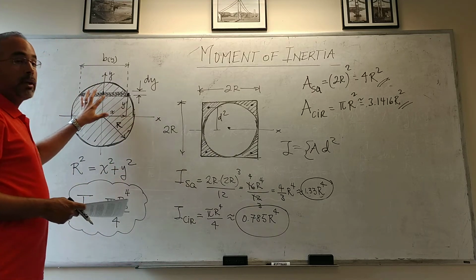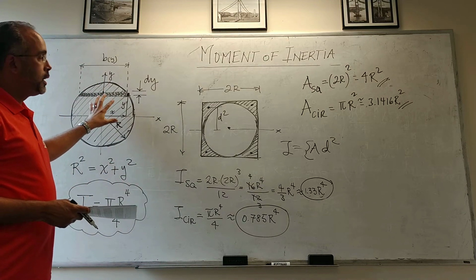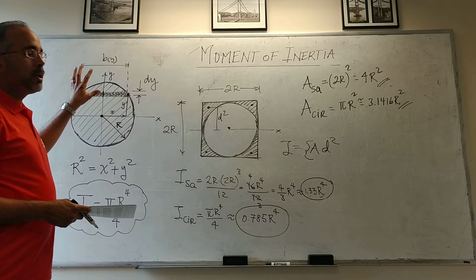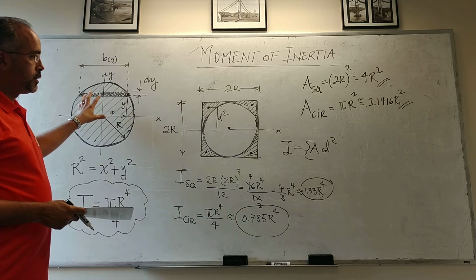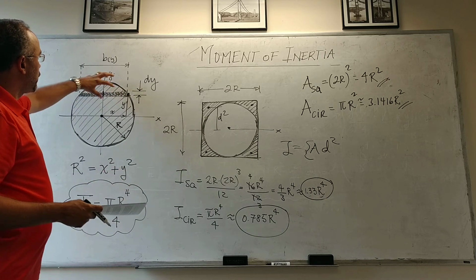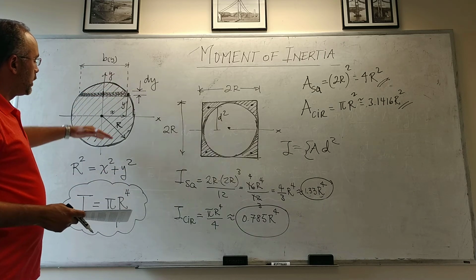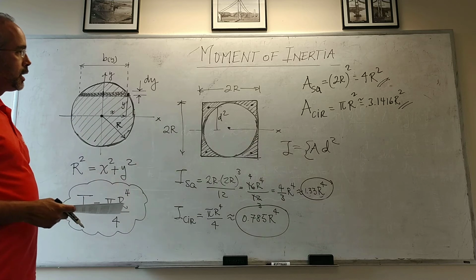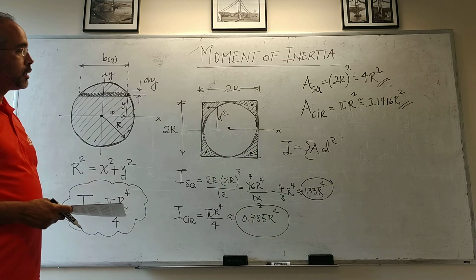So this is not a very efficient shape if you need to resist bending stresses, because it doesn't have much area that's far away from the axis that you are computing the moment of inertia around. So that's something very important to keep in mind.